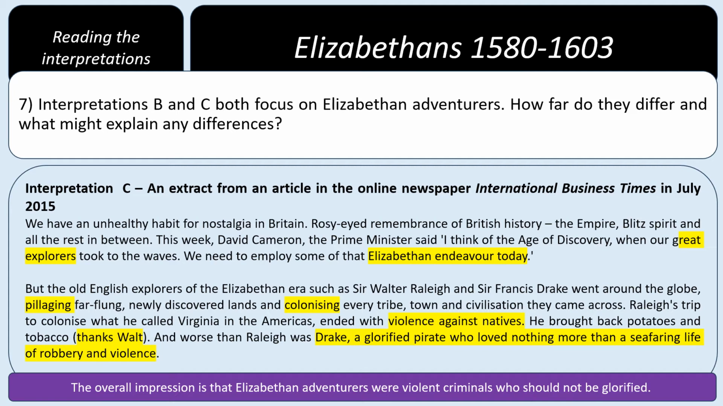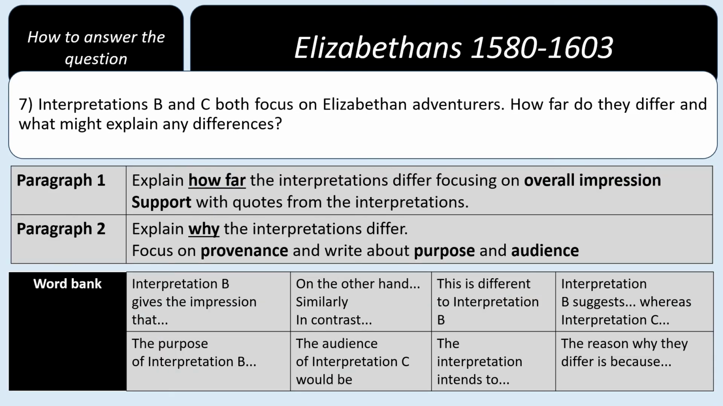negative. So use of the words things like pillaging, the use of the word colonizing, for example, the use of the phrase violence against natives, the sort of ironic use of thanks Walt, and then calling Francis Drake a glorified pirate who lived nothing more than a seafaring life of robbery and violence. They're going to be some key quotes to pick out. So it's actually a really good tip in your answer to do that when you read the interpretations, to highlight some key quotes.